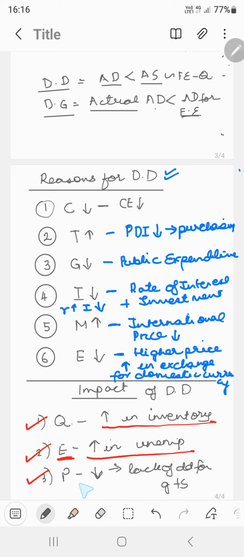The last impact is in terms of prices. Prices fall because people are not buying goods. So producers try to push the goods in the market into the hands of the consumers by reducing the prices. Because of lack of aggregate demand for goods and services, the prices will fall on account of deficient demand. So when we are doing this topic, please remember you must know the definition of deficient demand, deflationary gap, reasons for deficient demand, and impact of deficient demand.